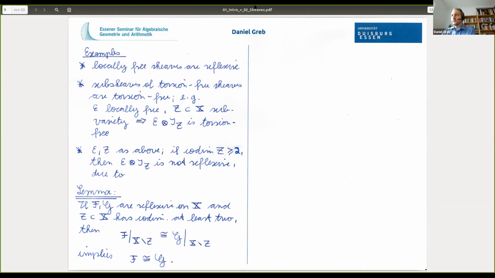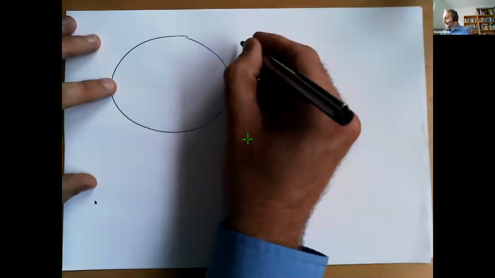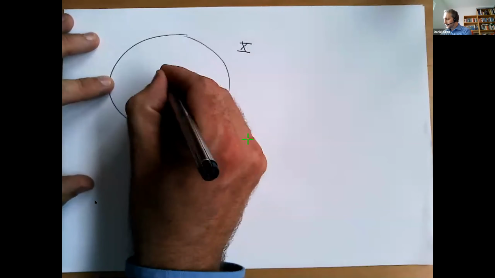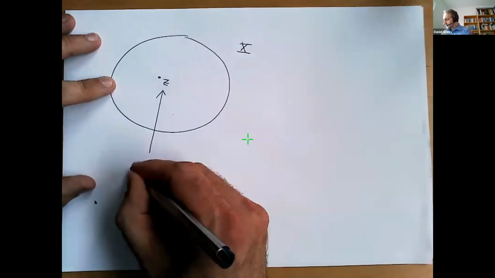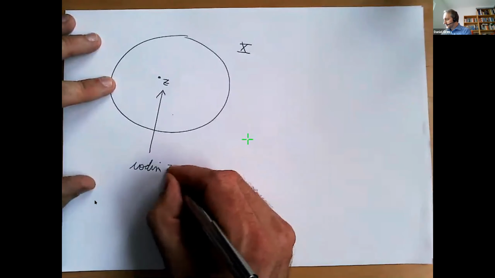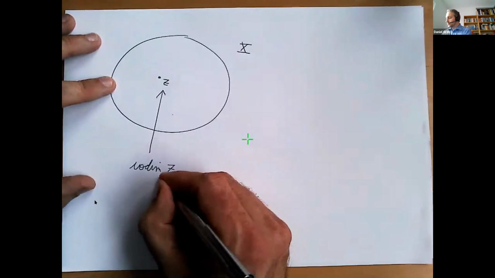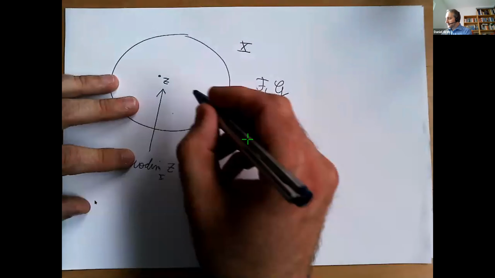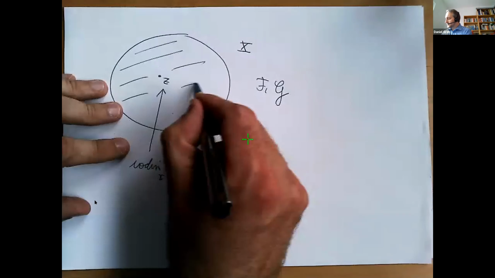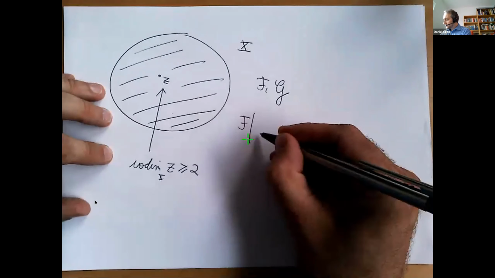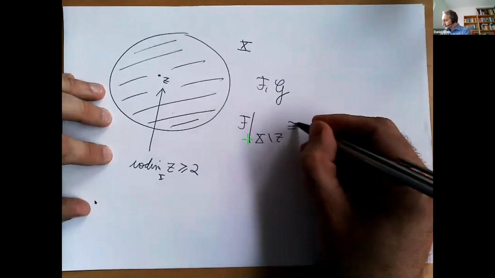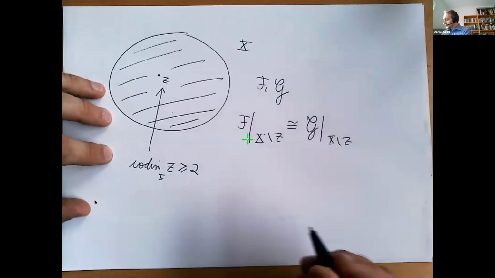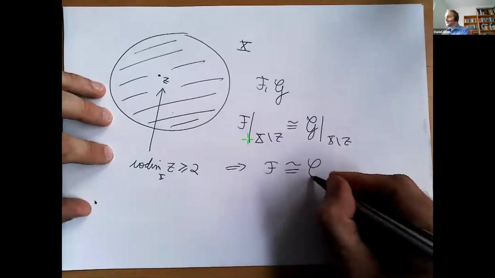Okay, maybe I draw a picture. Let me do that. Yeah, so the statement of the lemma is I have my X, I have my closed set Z, the codimension of Z in X is bigger than or equal to 2. And then I have two sheaves, F and G, that are reflexive and that are isomorphic on the complement of Z. So F restricted to X minus Z is isomorphic to G restricted to X minus Z. Then F is already isomorphic to G.